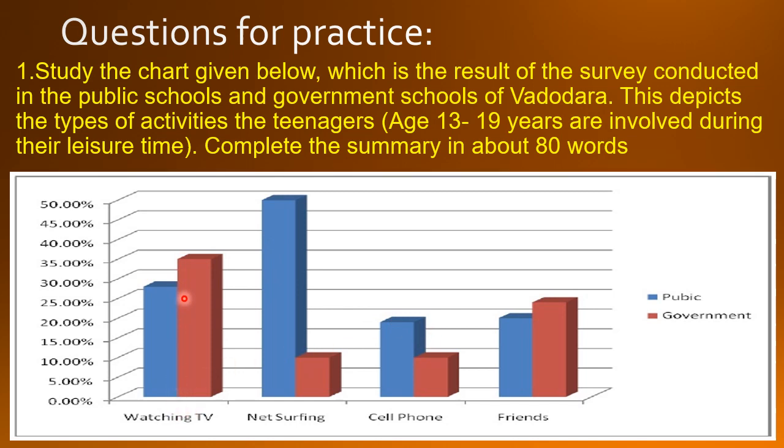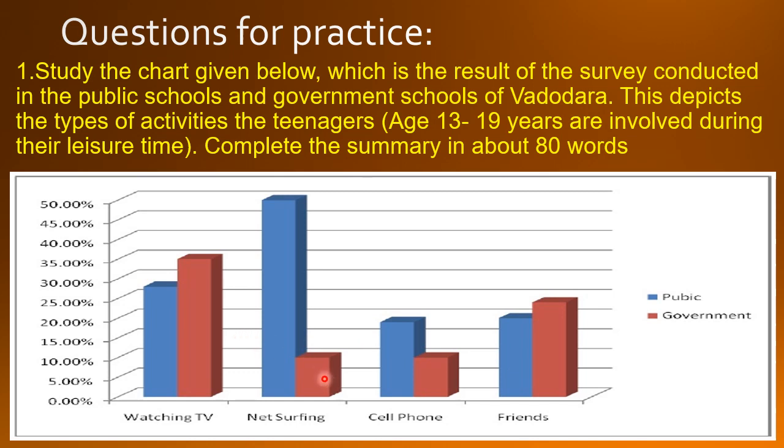You can find that 40 percent and 30 percent of people used to watch TV, around 30 to 40, 35 percent. You can see the TV watching. And net surfing, you can see the level is very high. And cell phone usage, you can find it's also at a medium level. And moving with friends, you can find the difference here.